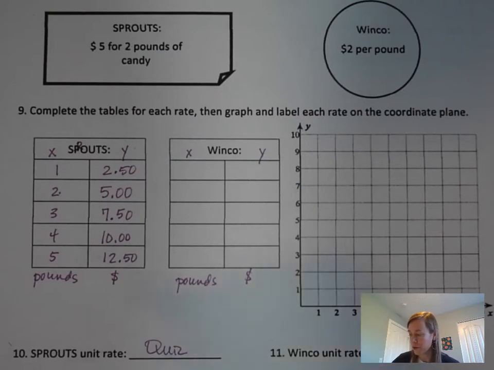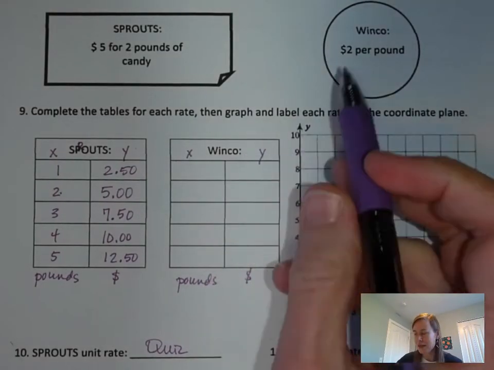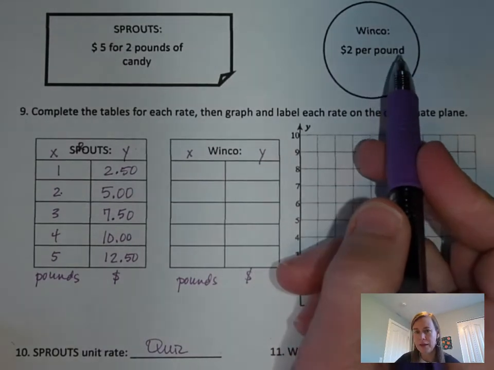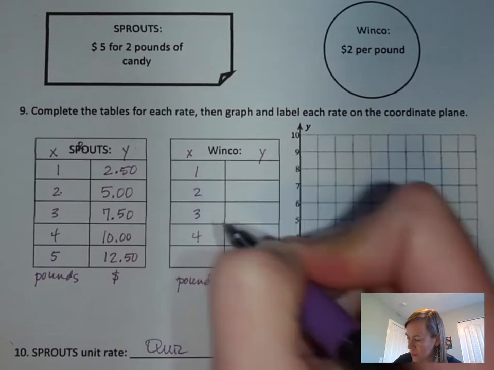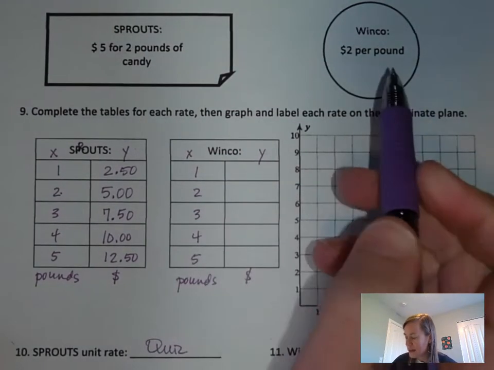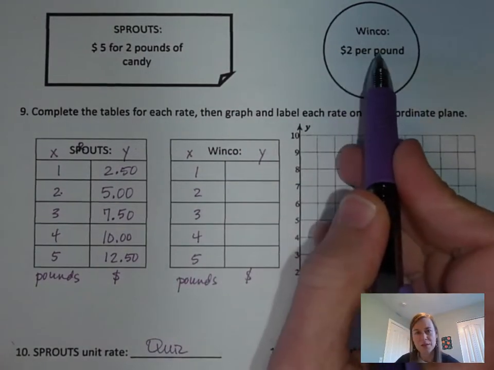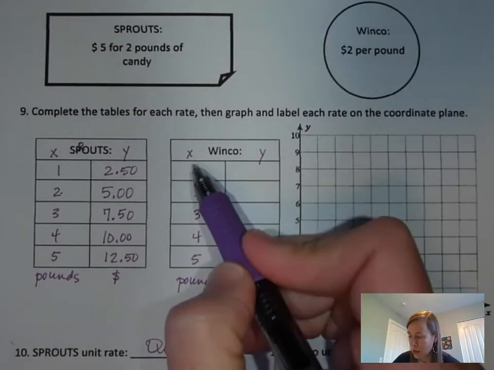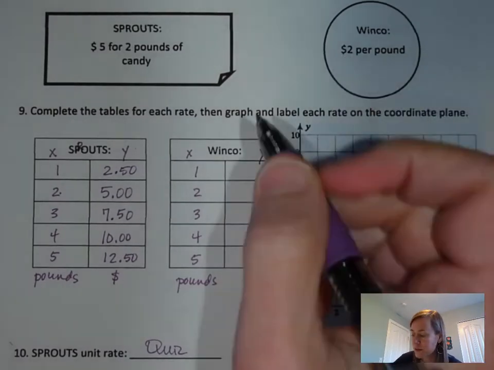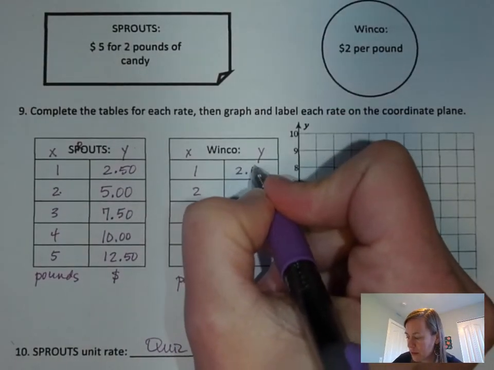Let's go over to Winco. Right here, Winco. Now remind me, it said Winco was $2 per pound. Okay, so let's write out our pounds. We're going to do 1, 2, 3, 4, and 5 pounds again. And it says $2 for how many pounds? Well, per pound, so that means per 1 pound. So beside that 1, we're going to write $2. But we're going to write it like 2.00.